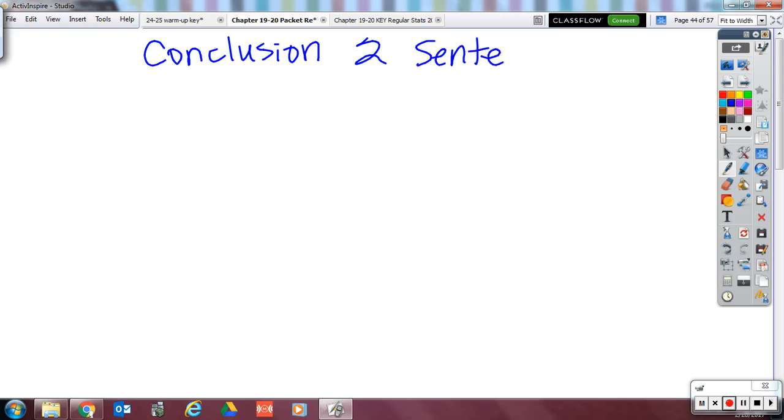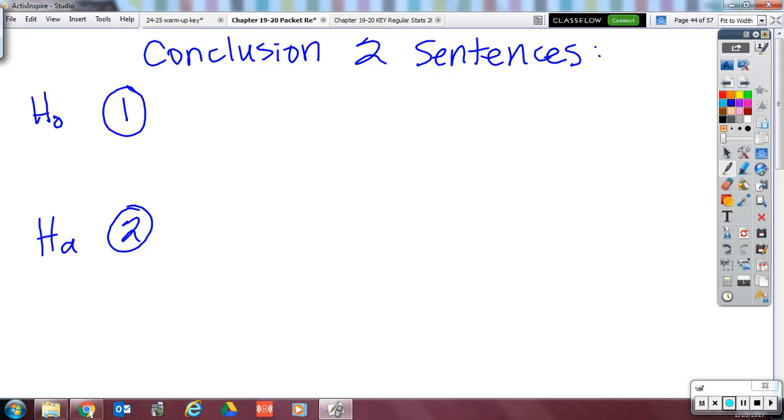Okay, so I've got a little formula here. Our conclusion will be made up of two sentences. Yes, I know you love writing. So with our two sentences, sentence number one is about the null hypothesis. Sentence number two is about the alternative hypothesis. And so, here we go. Sentence number one says this.